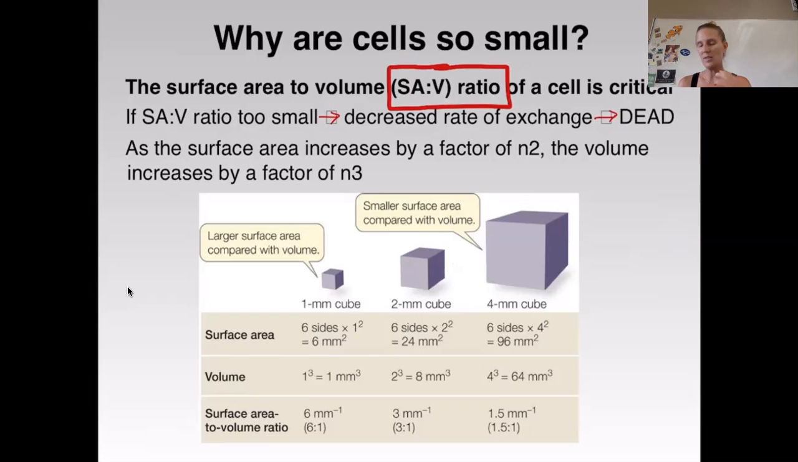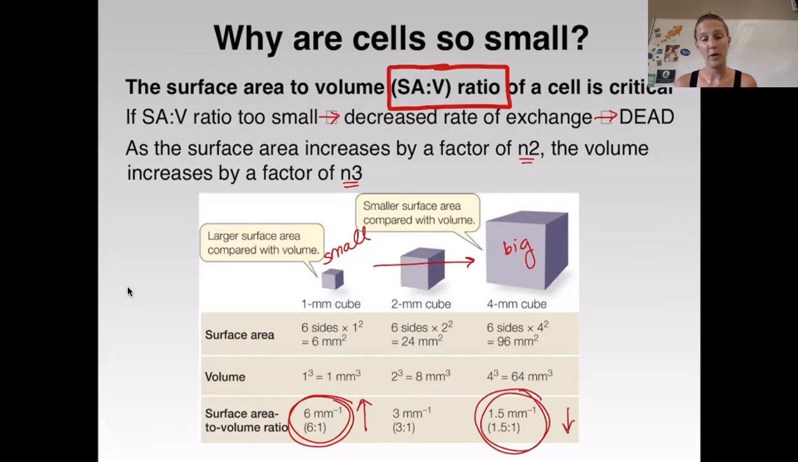All right, so you should think about this in terms of math. As you increase the size, the surface area increases by a factor of n to the second, however, the volume increases by n to the third, all right? So if we look at this small cell and we look at the surface area to volume, it is 6 to 1, which is a nice big high number. That's good, right? As cells get bigger, this would be a big cell, then you see our surface area to volume ratio is much smaller.